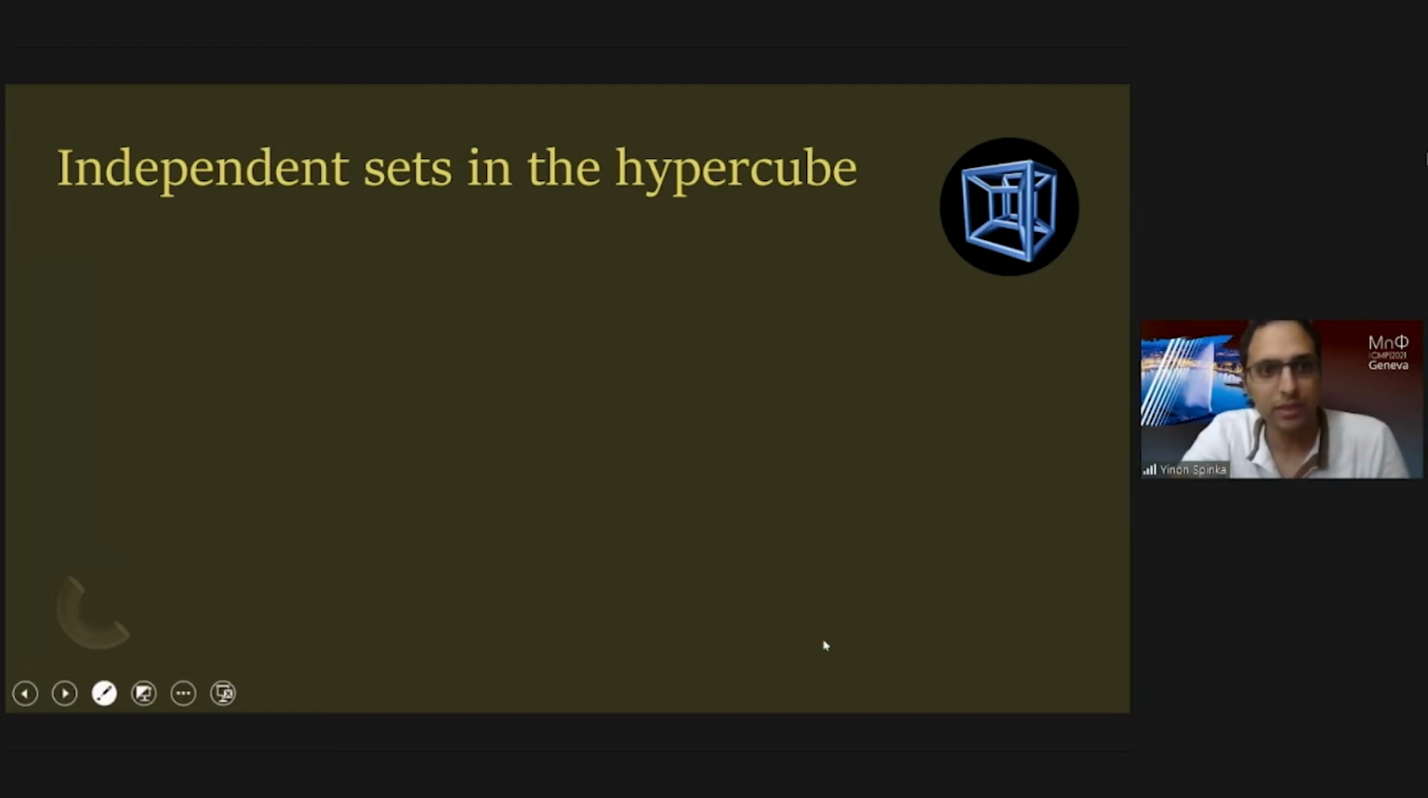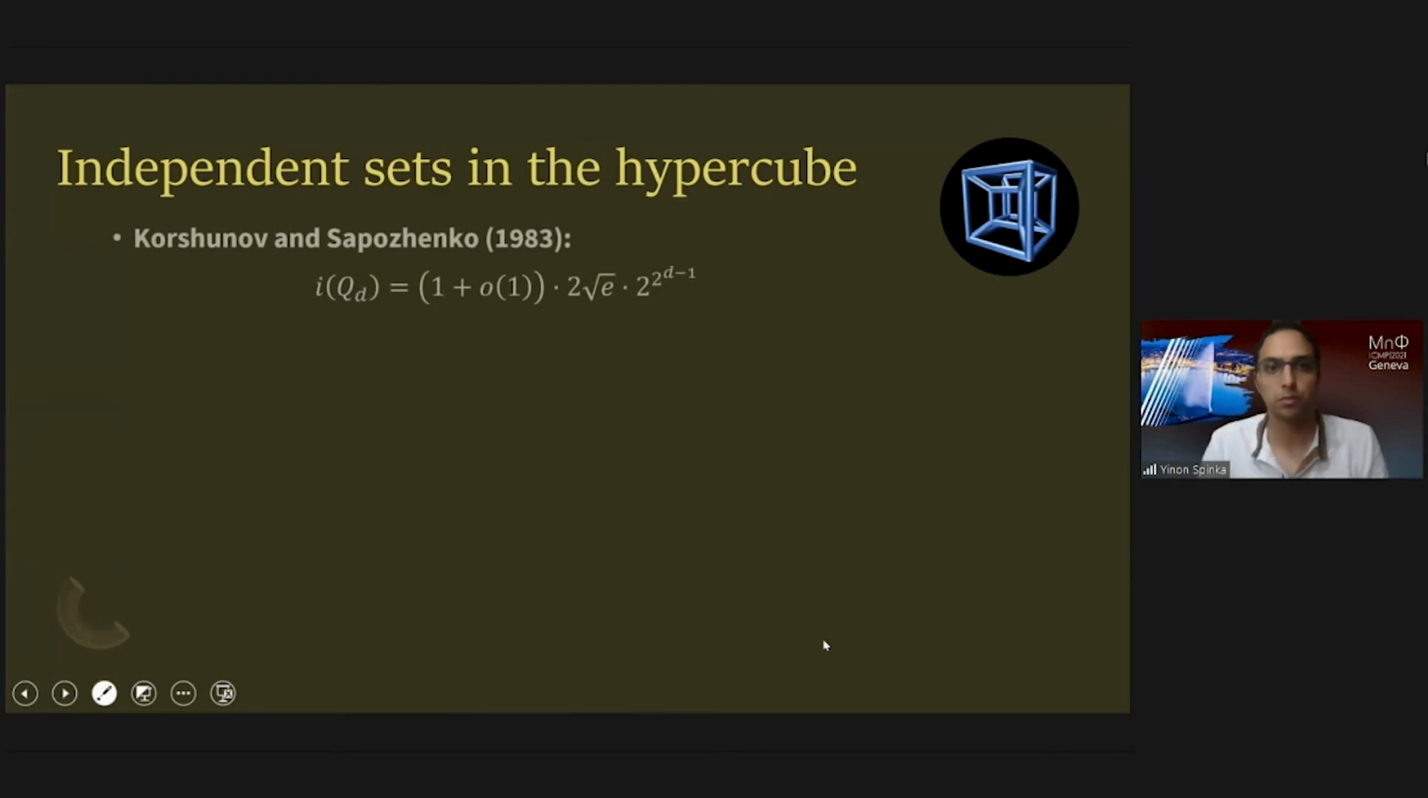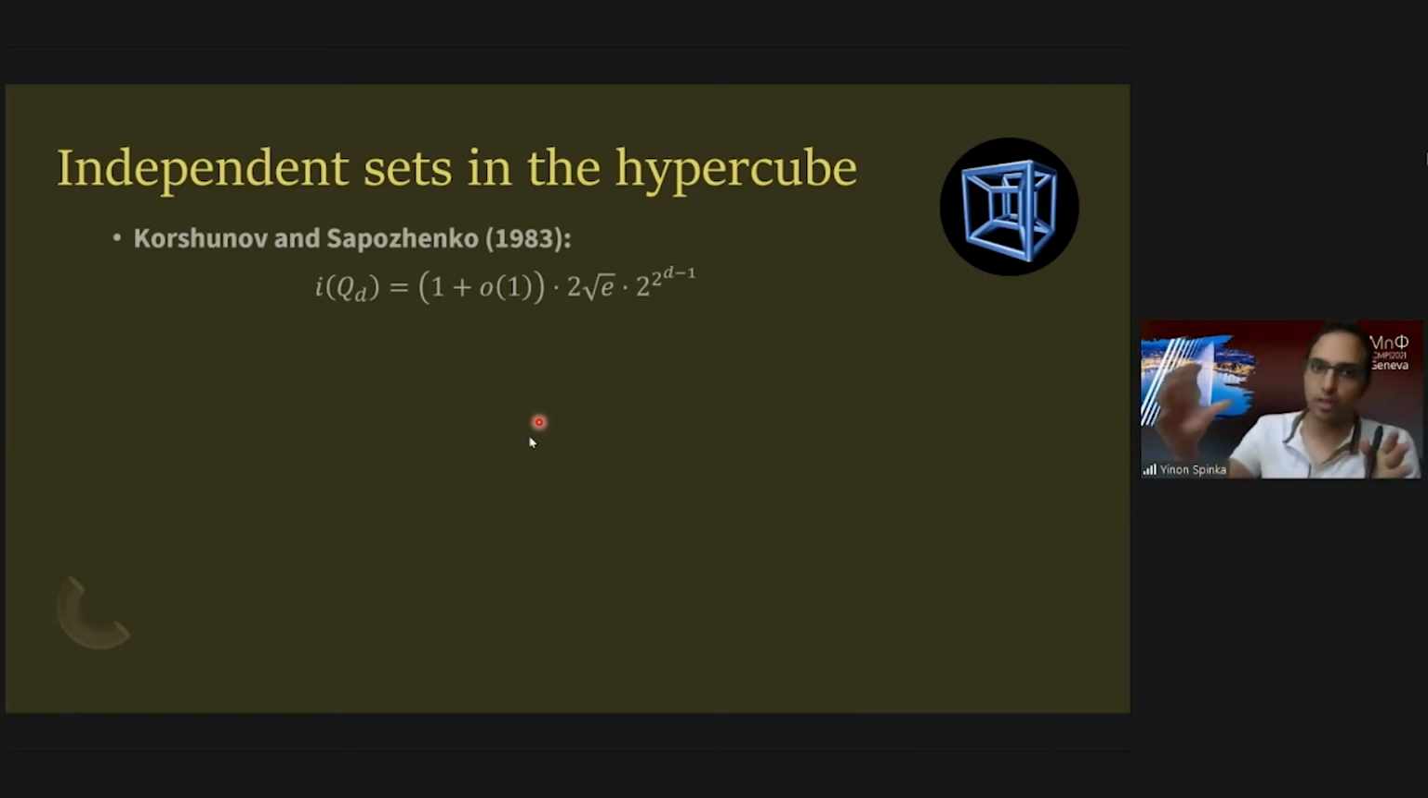And really the story begins with the following amazing result of Korshunov and Sapozhenko in '83, who showed that actually this naive lower bound is indeed the truth. So asymptotically, this is the number of independent sets in the hypercube. And from a structural point of view, this means that if you choose a random independent set uniformly at random, with high probability, one side is going to contain many vertices, and the other side is going to contain a constant number of vertices. And actually, if you go back to what we did and work this out, you see that this random variable is a Poisson half random variable. So that also gives you some structural information.